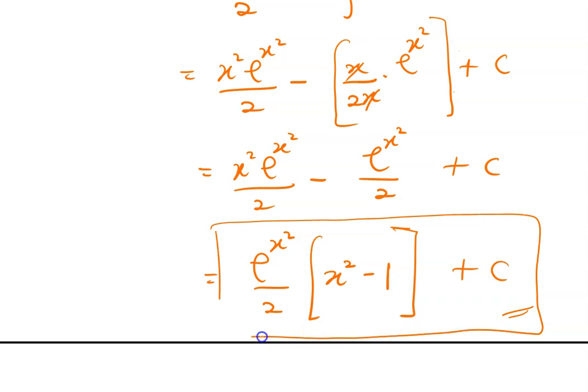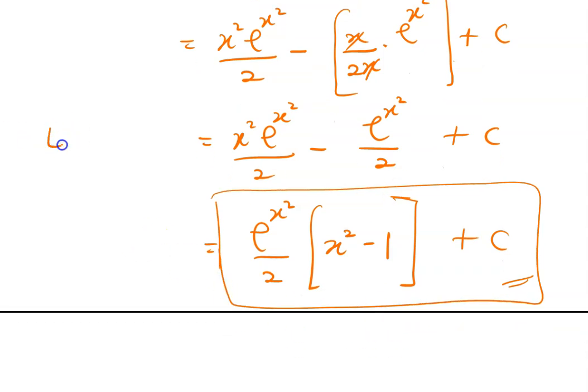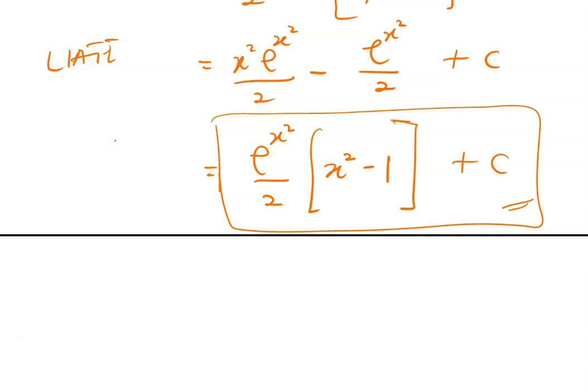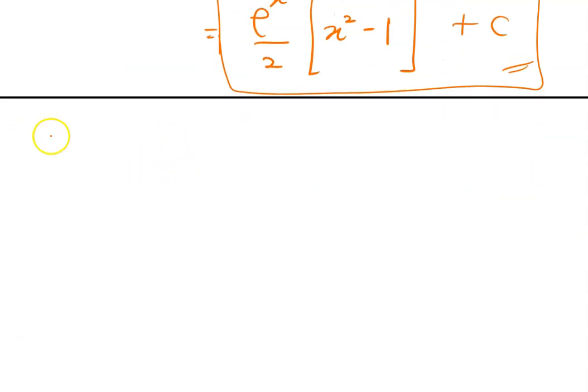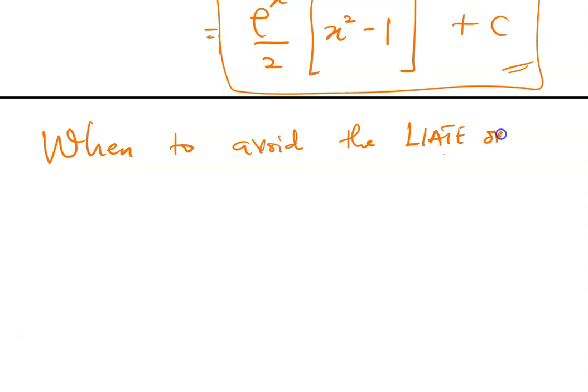So you see, with this, when we are solving, we didn't use the LIATE rule. So there are some exceptions, right? I've written all of them. So when can we avoid the LIATE or ILATE rule? Let me write it there. So when to avoid the LIATE or ILATE rule?